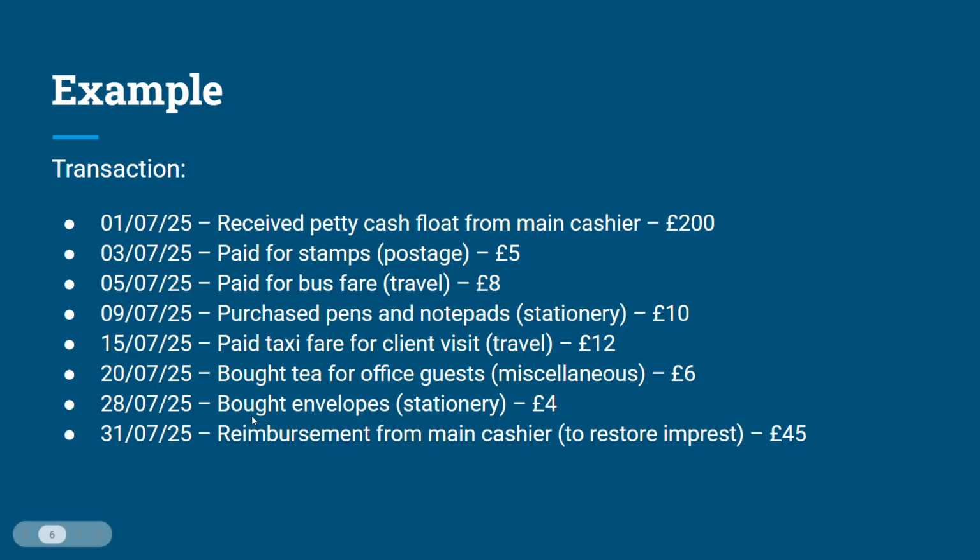Then on the 31st, we got to restore the imprest float, and that was £45. That means all of the money we paid from the 3rd until the 28th must have been £45. Now let's see how we put that into a petty cash book.